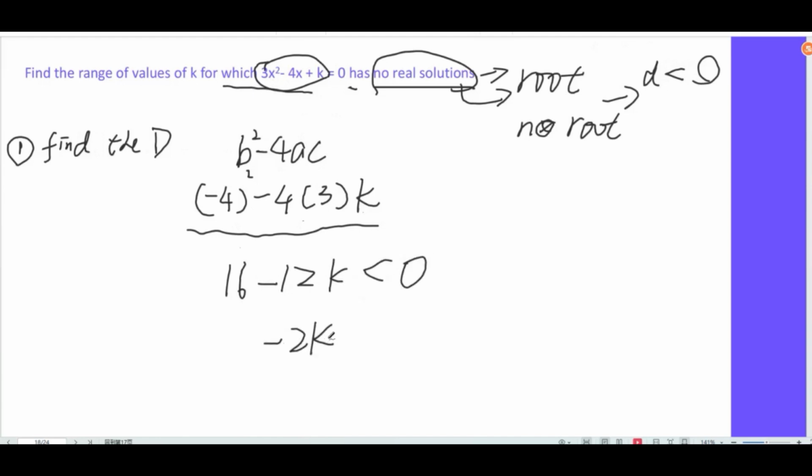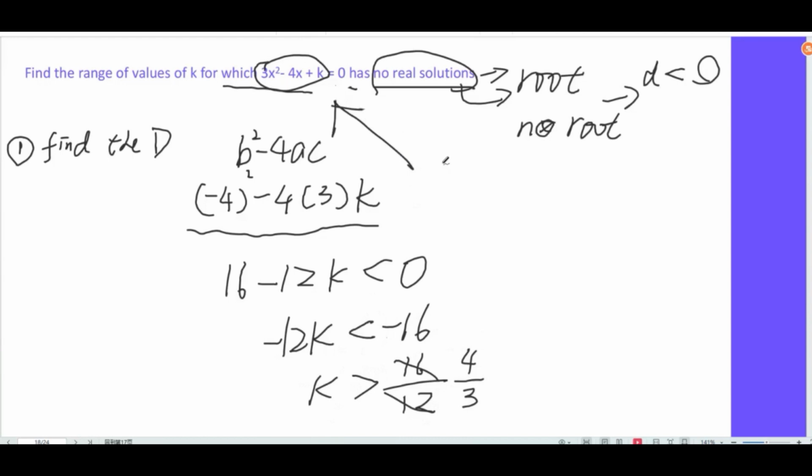Okay. So here we get negative 16. So k must be positive, over 12, over 16, which can be simplified to 4 over 3. When k is greater than 4 over 3, the equation f(x) has no real solutions. Did you get it? Thanks for watching.